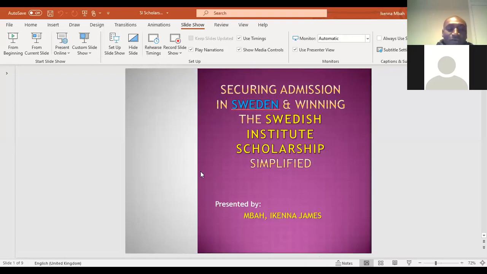What I want us to discuss today is just a form of introduction of all we need to know about the Swedish Institute scholarship. So from the slide, which I hope you all can see on your various screens, you will see securing admission in Sweden and winning the Swedish Institute scholarship, simplified, presented by Mba Ikenna. So we have various aspects which we are going to discuss, as I have already given you on the timetable. So today we shall be doing the introduction.